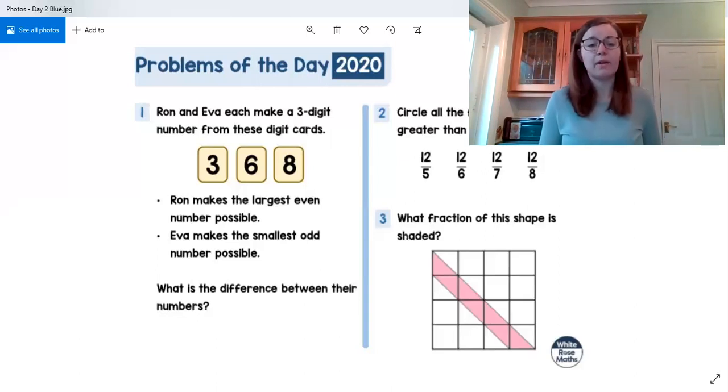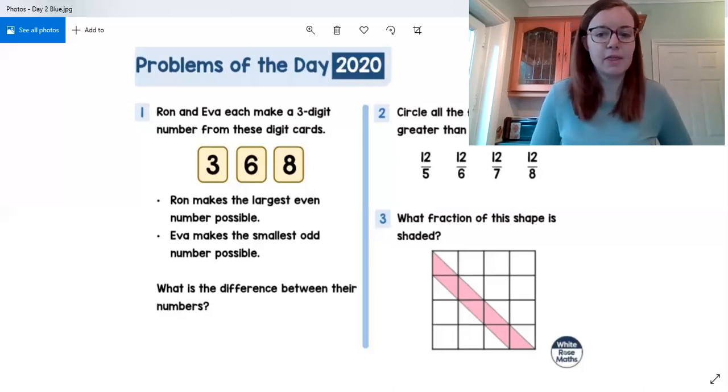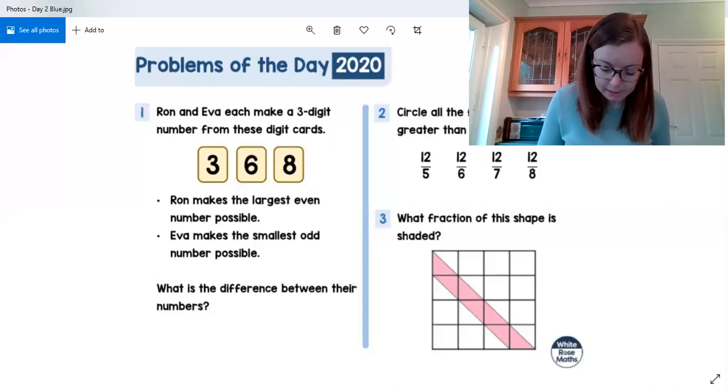What have we got here? We have got 12 fifths, 12 sixths, 12 sevenths, and 12 eighths. Okay, let's think about this pizza then. I'm going to draw out one pizza here.